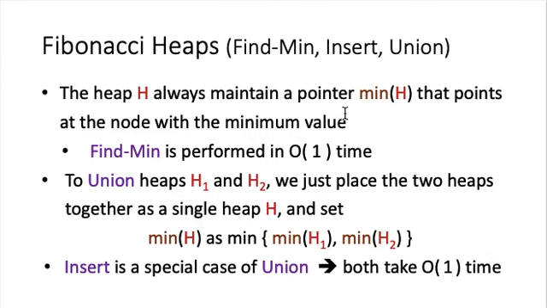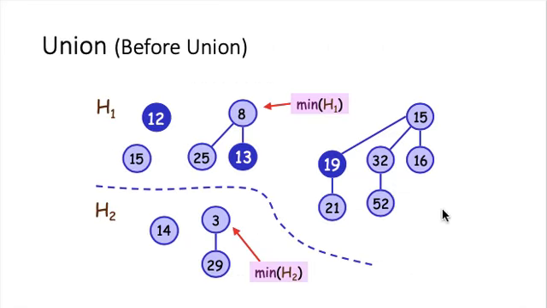We can see that all these operations take constant time. Find min just follows the minimum pointer. Union just needs to update the minimum pointer, and insert is a special case of union. So everything is done in order one time. Let's see this example. Suppose that before union, this is what happens. Heap 1 is a Fibonacci heap, and you will see that there are many trees together.